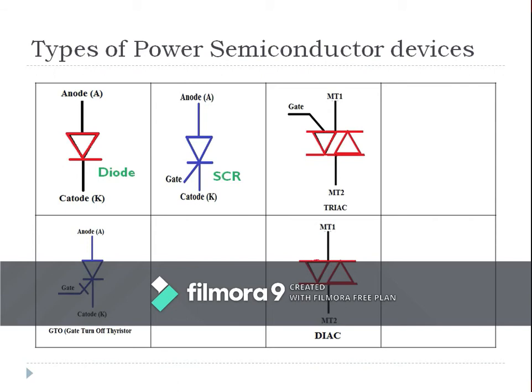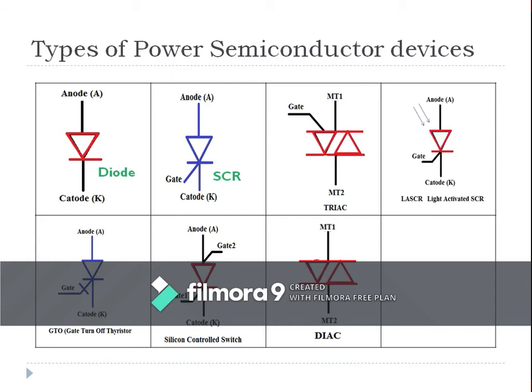Next is GTO, gate turn-off thyristor. Then the silicon control switch, that is SCS. This device has 2 gate terminals, gate 1 and gate 2. Next, LASCR, light activated silicon control rectifier. When light falls on the device, it conducts; that is LASCR. And the last one is the silicon unilateral switch, SUS.